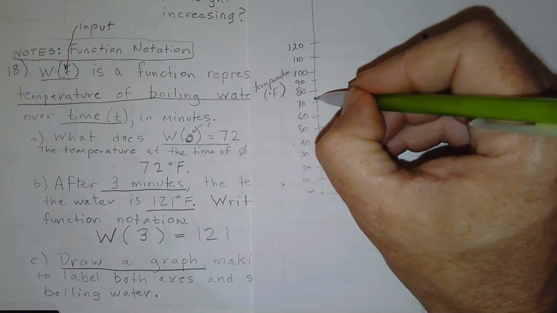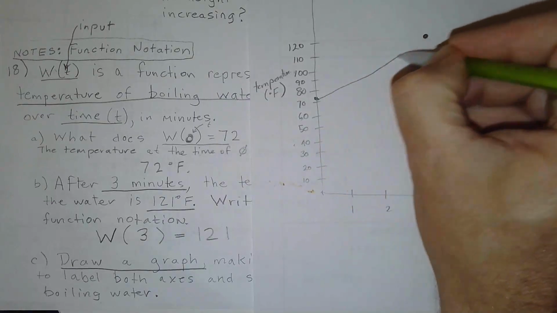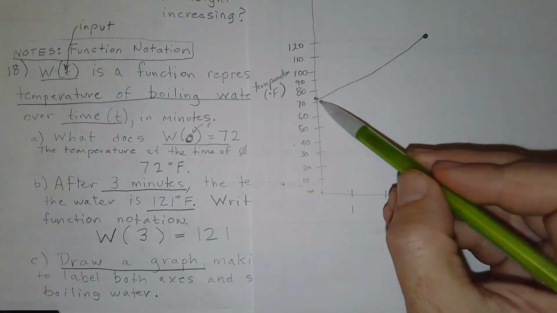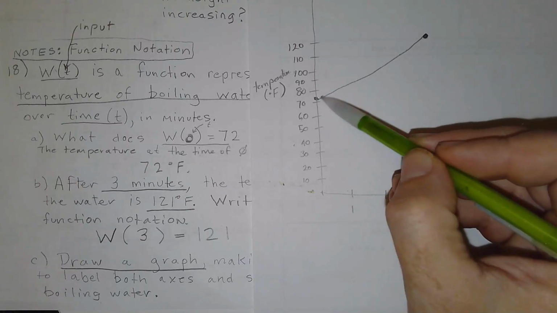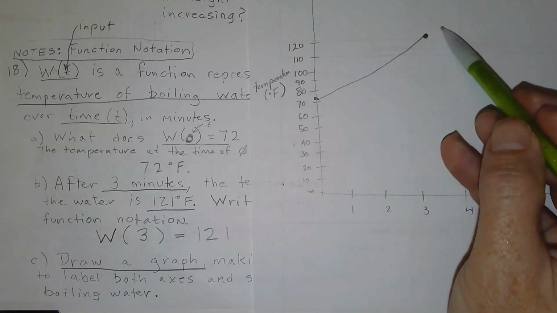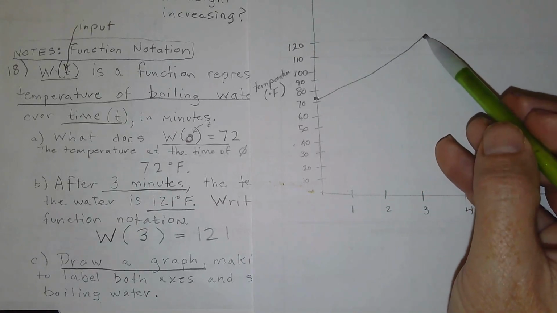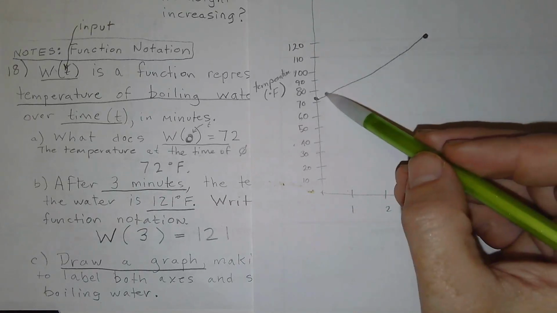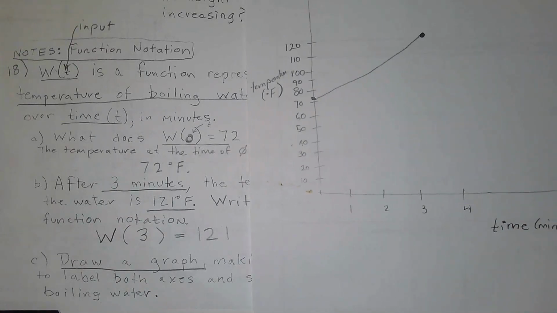And I can connect those dots any way I want, just to show that at some point between 0 and 3 minutes, the temperature was increasing from 72 until it got to 121. Now when you see this on a regular exam, there'll be more than 2 points. But this is all it's asking for.